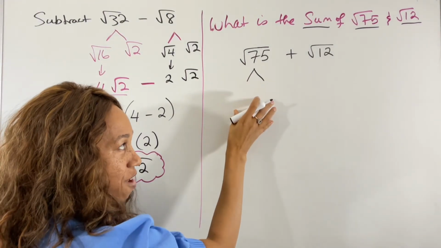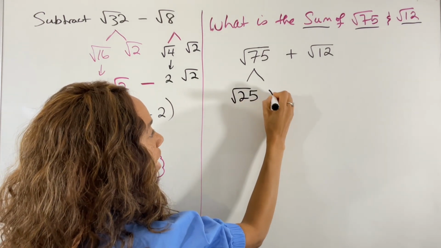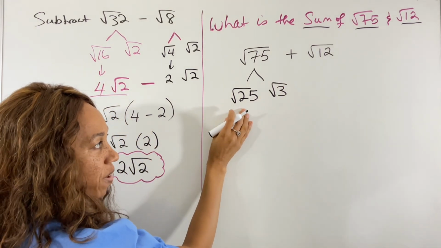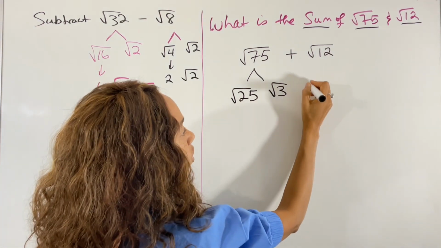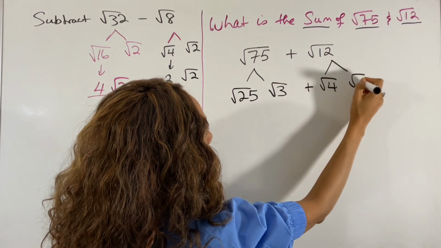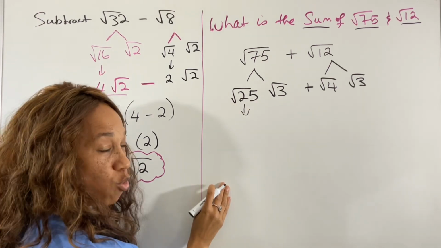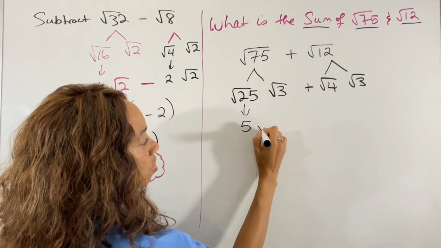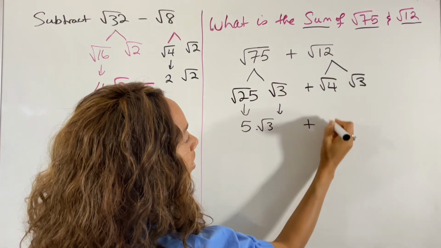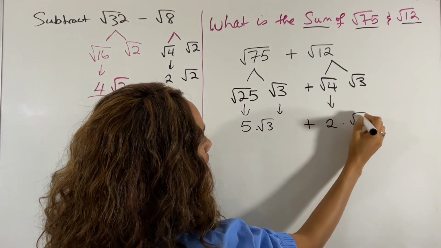Factors of 75 with a perfect square is 25 and 3. So I'm breaking this down into two radicals, one perfect square, one a non-perfect square, and I'm going to do the same thing for 12. So for 12, I could break it down into 4 and 3. So radical 4 and radical 3. Square root of 25 is going to be 5, and you bring down the radical 3 there. You bring it down, and plus this is going to give you 2. Square root of 4 is 2, and you also bring down your radical 3.